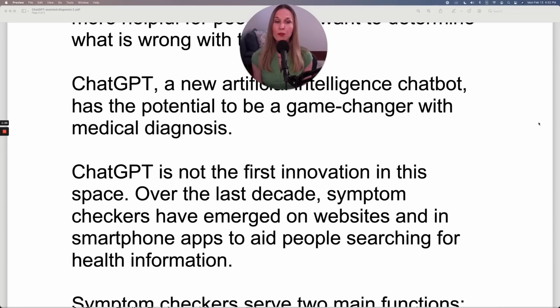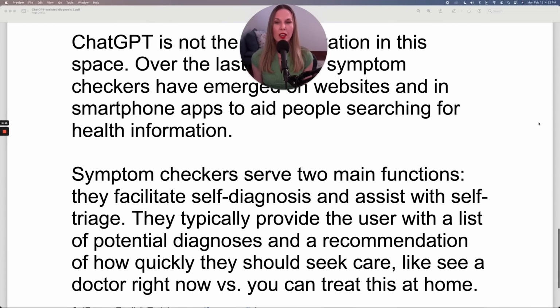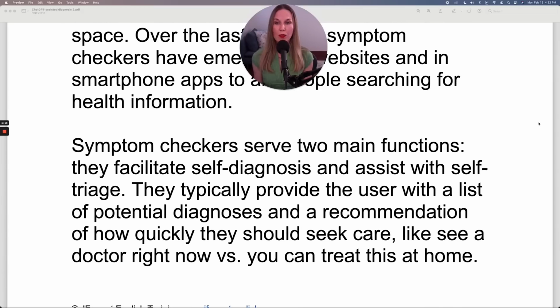ChatGPT is not the first innovation in this space. Over the last decade, symptom checkers have emerged on websites and in smartphone apps to aid people searching for health information. Symptom checkers serve two main functions. They facilitate self-diagnosis and assist with self-triage. They typically provide the user with a list of potential diagnoses and a recommendation of how quickly they should seek care, like see a doctor right now versus you can treat this at home.